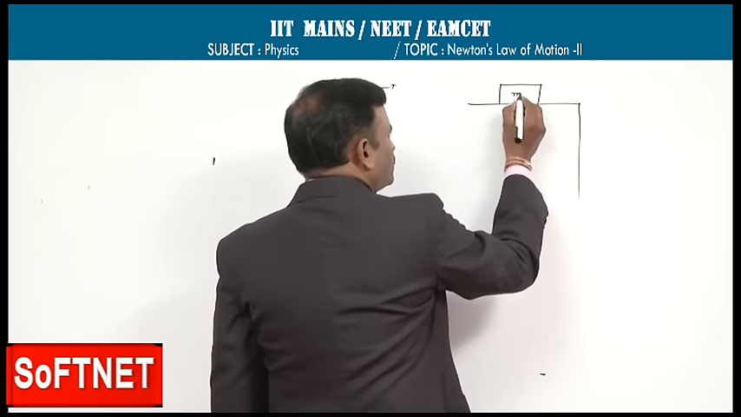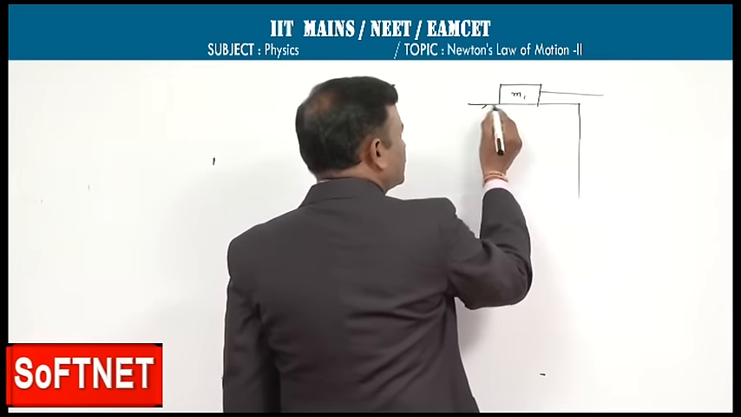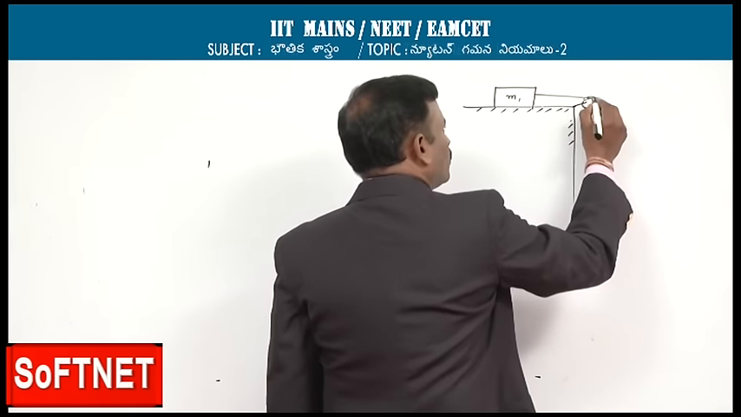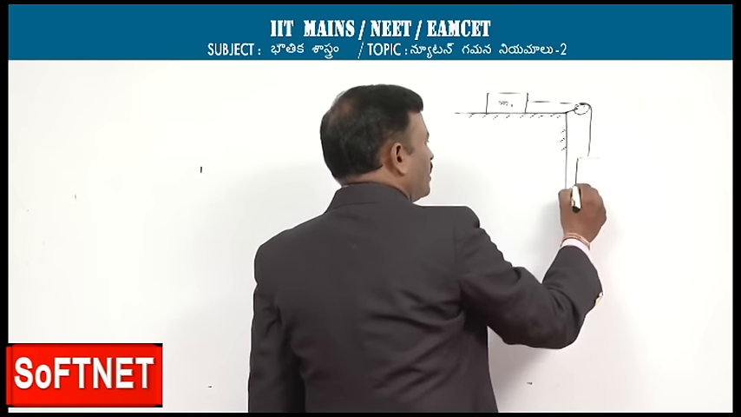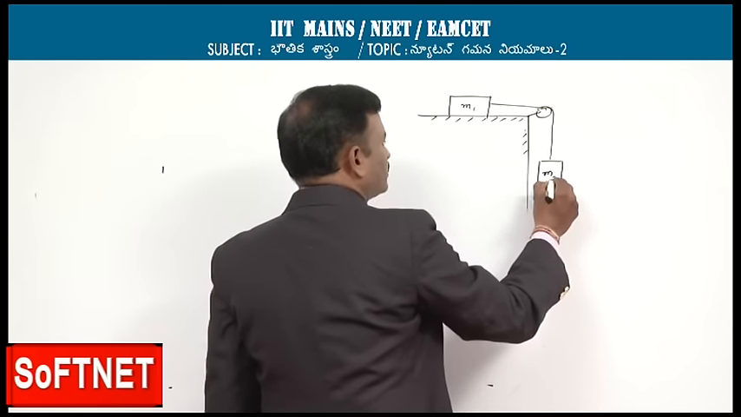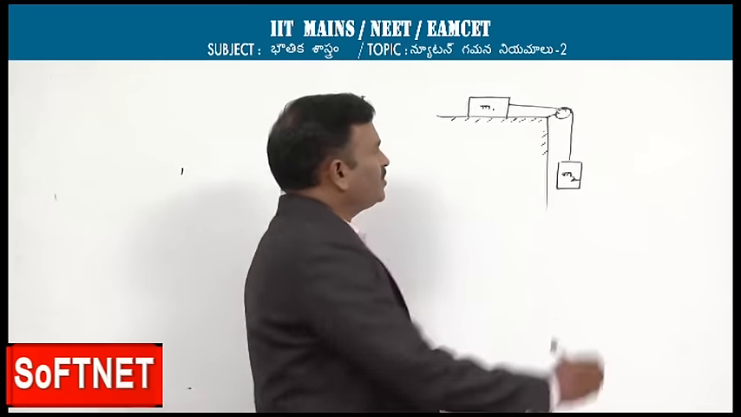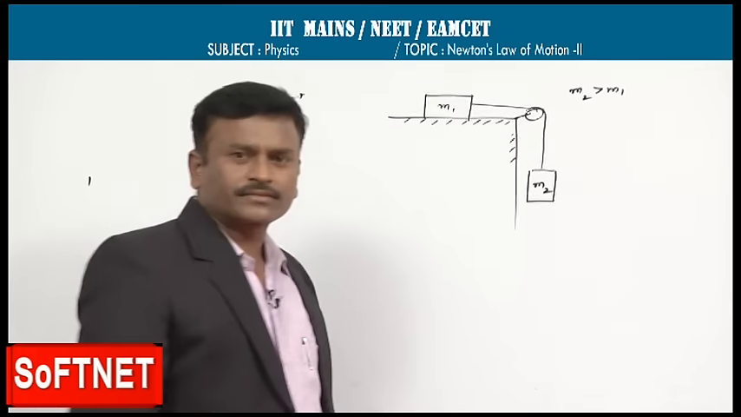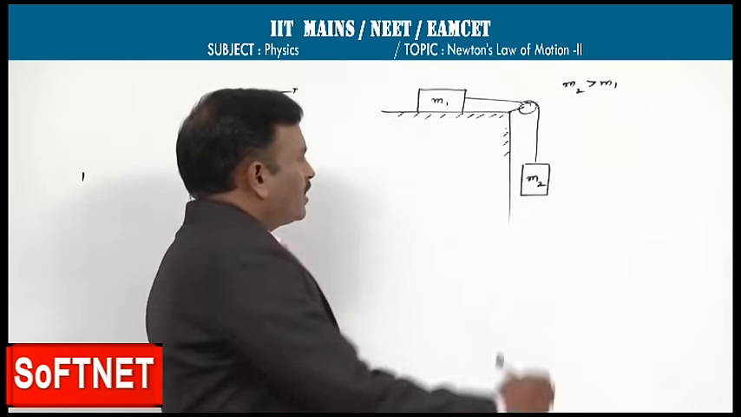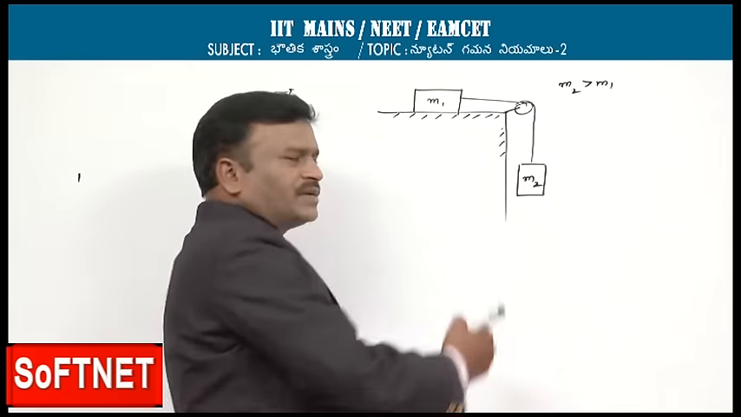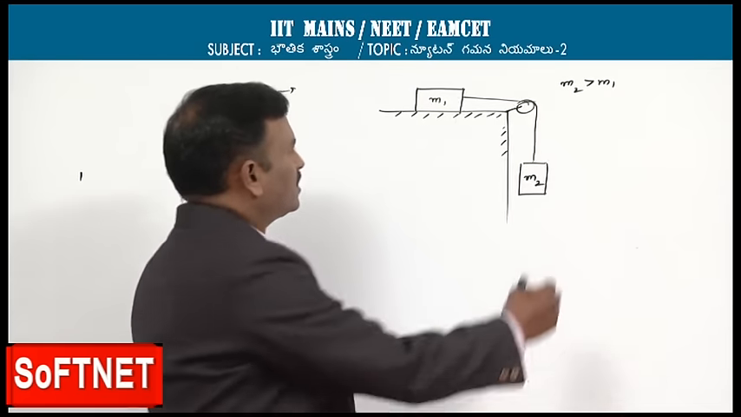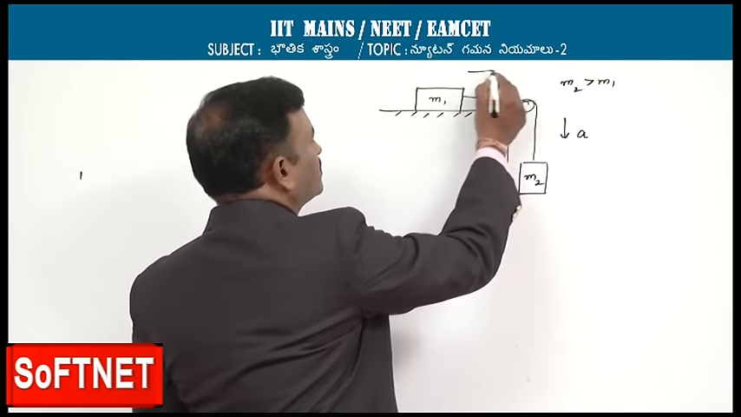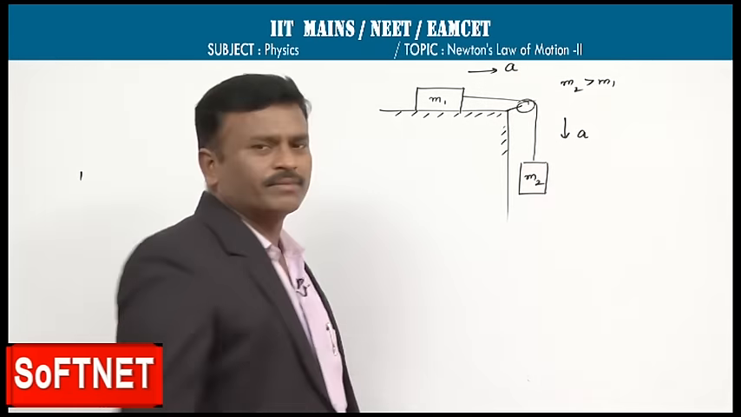There is a body of mass m1 resting on a surface. There is a pulley, and over the pulley another body is suspended, that is m2. Here the condition is m2 is greater than m1. Moreover, the surface is frictionless. The acceleration of the system will be downwards for m2 and towards the right for m1.